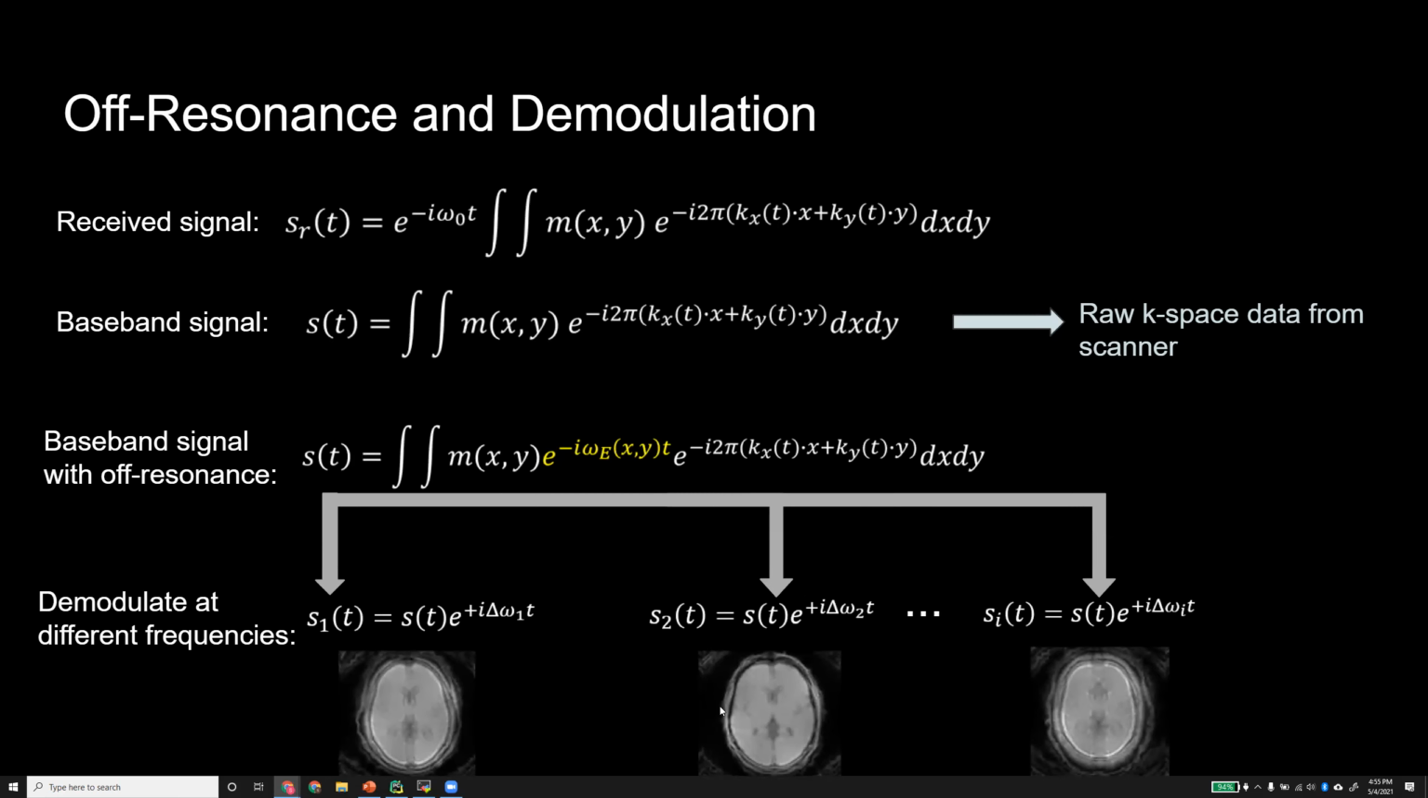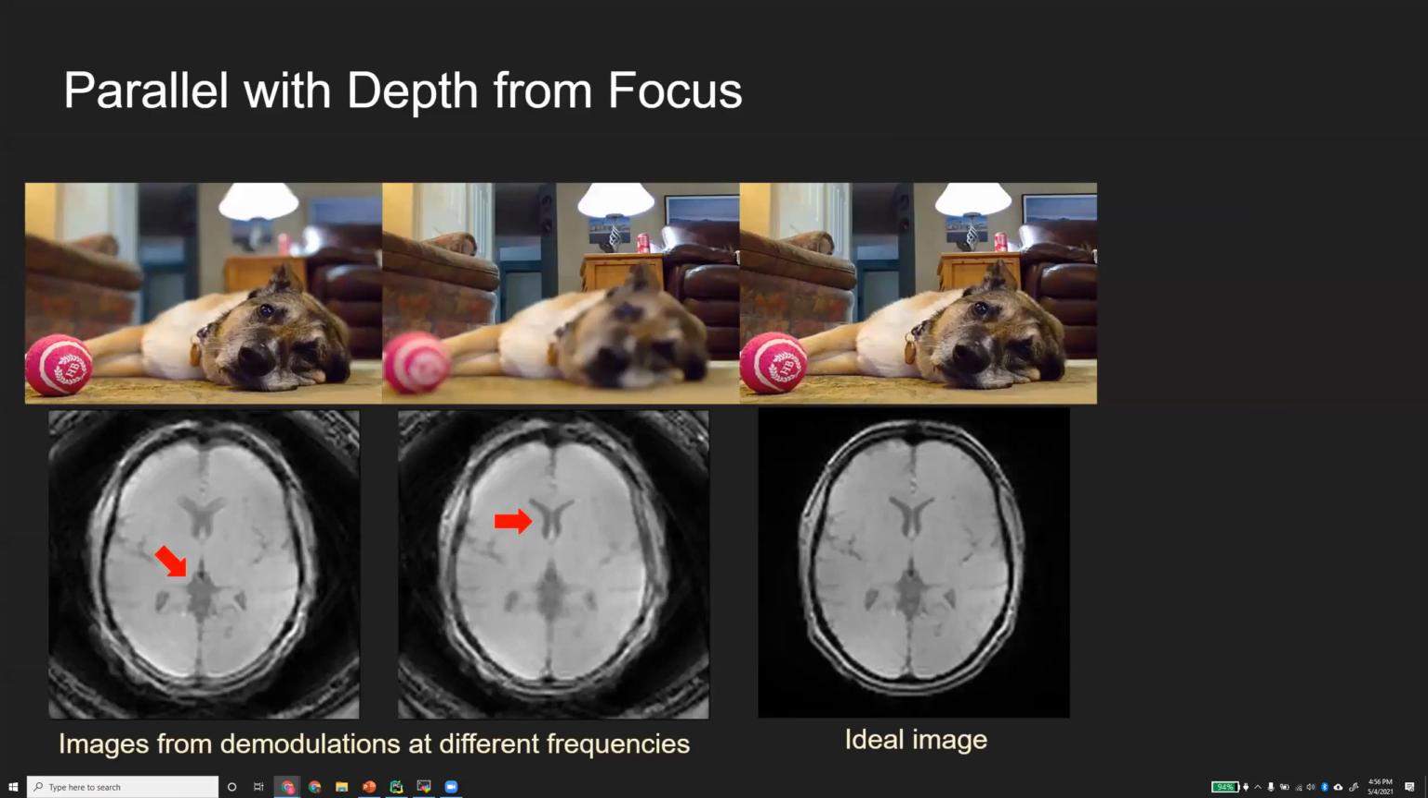And using these images, there's a different amount of blurring in each one of them, and we can harness that information to figure out what kind of frequency information is in the different voxels, and hopefully use a network to reconstruct a better image.